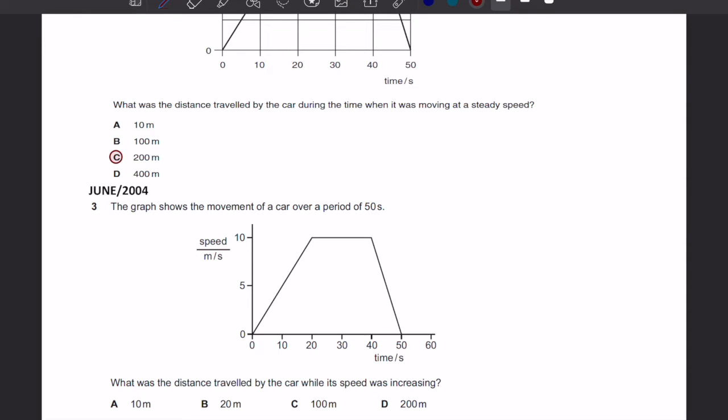Moving on, then this another question says the graph shows the movement of a car over a period of 50 seconds. What was the distance traveled by the car when speed was increasing? So again, I do not have to calculate the total area. I just have to calculate the distance traveled when the speed was increasing, which should be the area of this particular triangle. So half, base is 20, height is 10, and that gives me my answer as 100 meters.